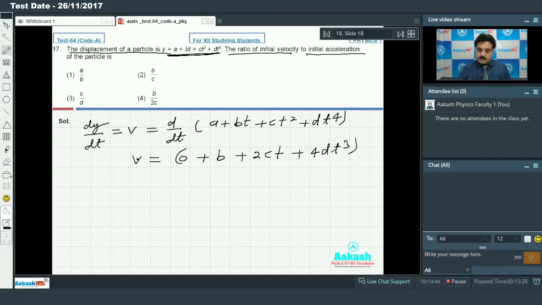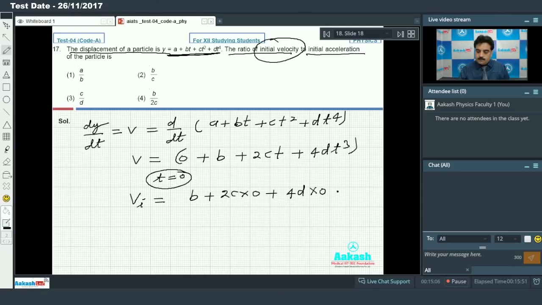This is the velocity. But I need the initial velocity. So for initial velocity, I am going to put time t equal to 0. So we'll get initial velocity equal to b plus 2c into 0 plus 4d into 0. So we'll get only b. b is the initial velocity.